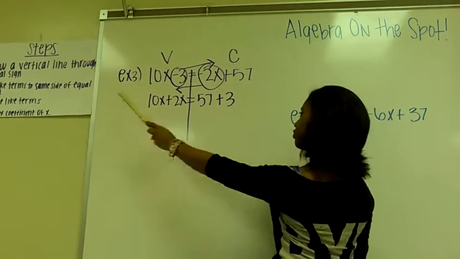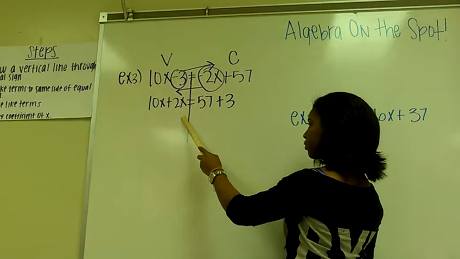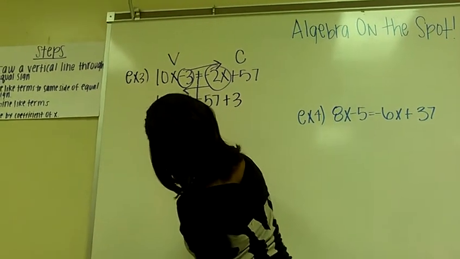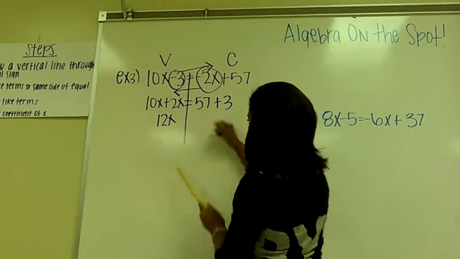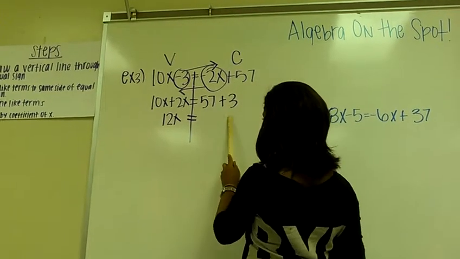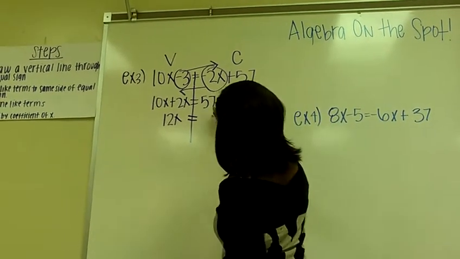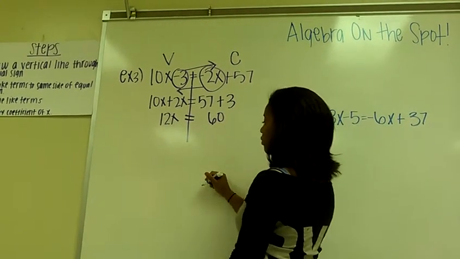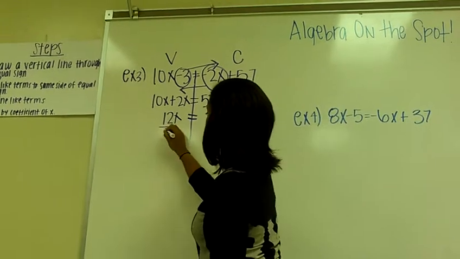Now let's combine our terms. 10x plus 2x gives us 12x. Equals 57 plus 3 gives us 60. And our last step, divide both sides by 12.